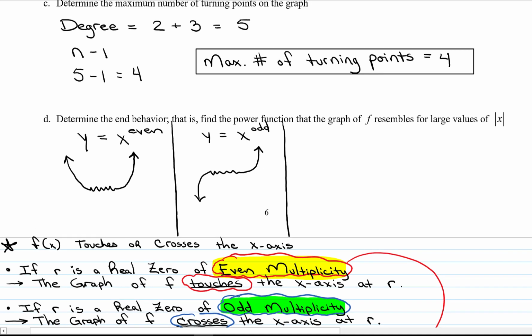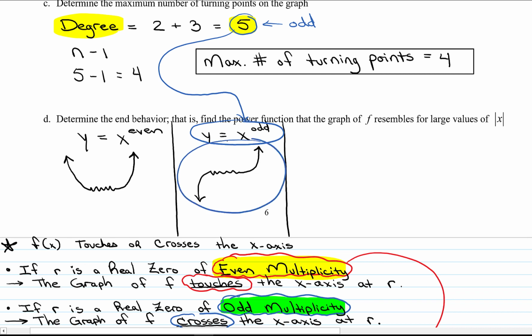So for this particular function, what we need to focus on primarily here is the degree. It's odd, so I know it's going to look like this one right here. And I also need to focus on the leading term, leading coefficient too, right? Because depending also whether it's positive or negative, it might be reflected across the x-axis.